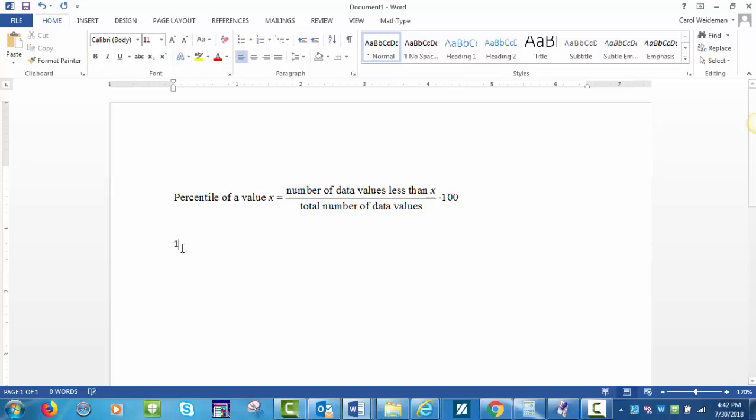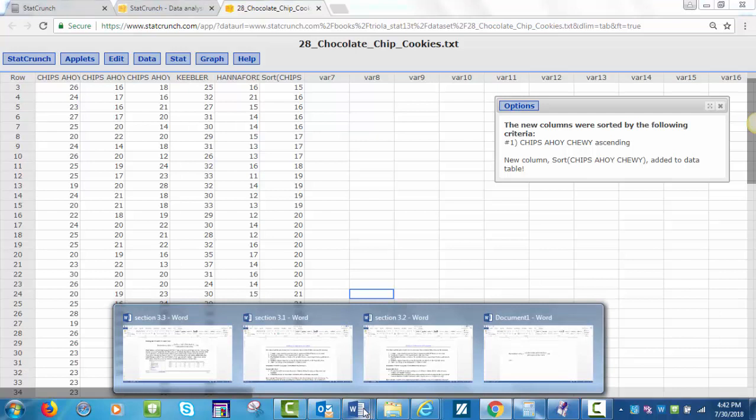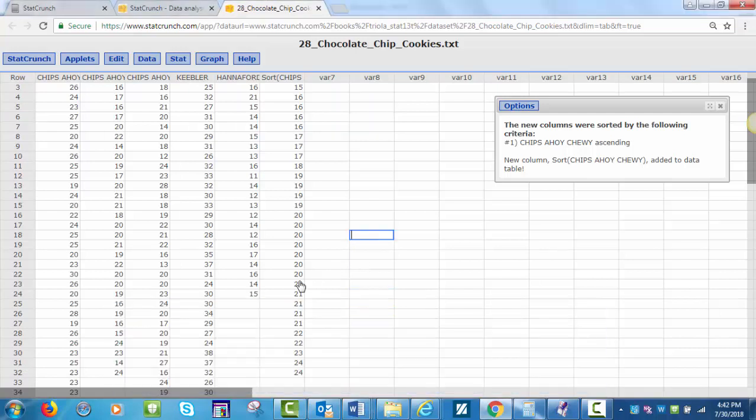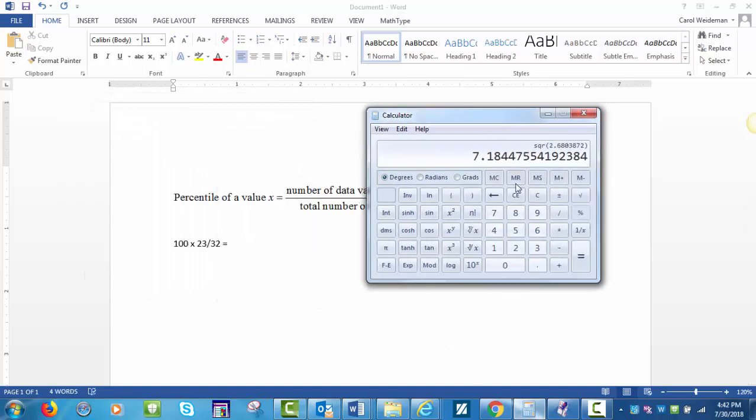So I'm going to put the 100 in here first, and then multiply. How many were less than it? Let's go back over to the data set. I'm interested in the value of 21, and I notice there are 23 that are less than that, so it's going to be 23 divided by the total number, which is 32. Let me go back for a second: 23 over 32.